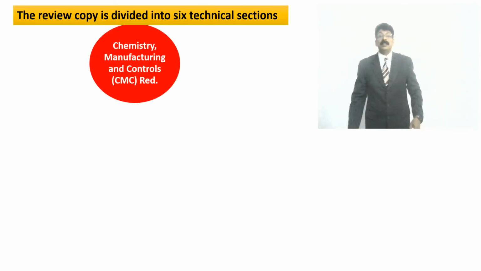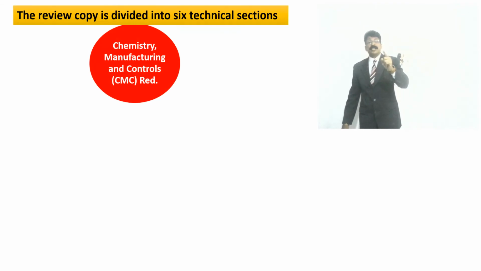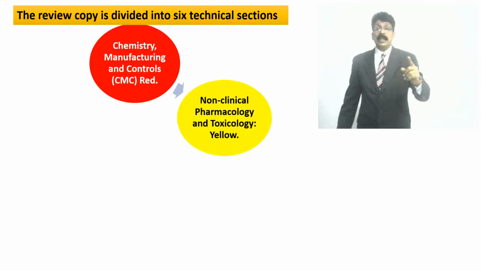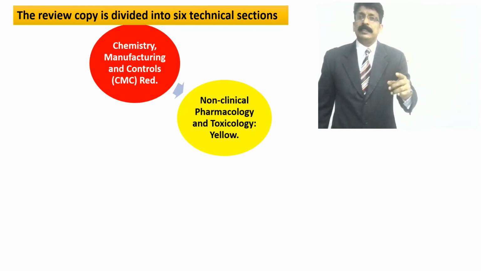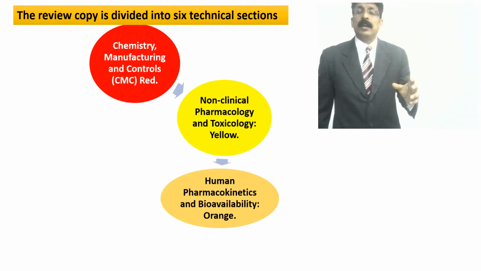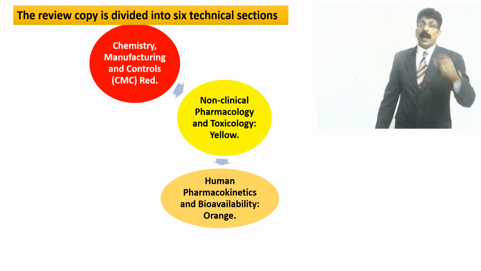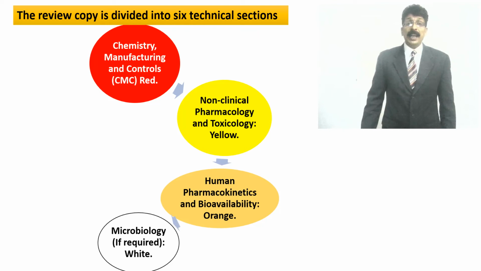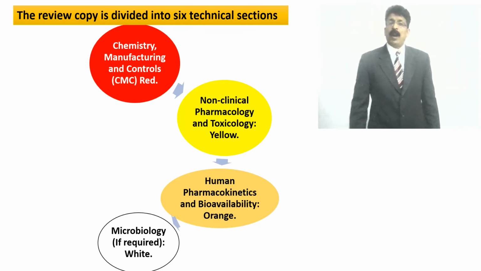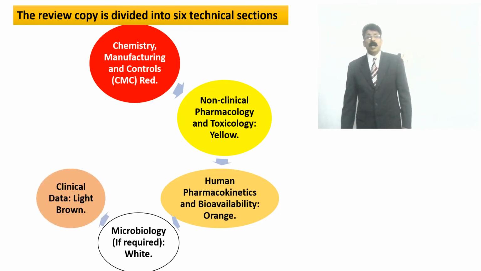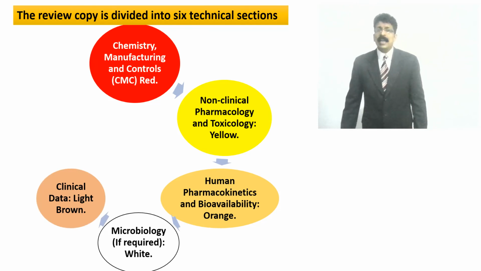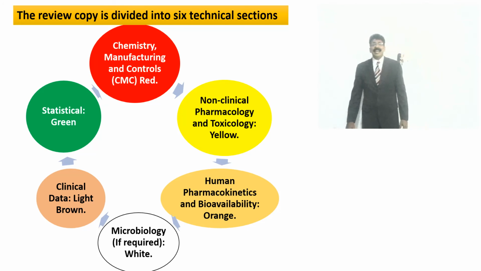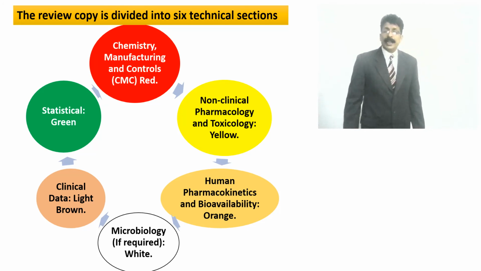Just now we have seen red color, chemistry, manufacturing and control, CMC, red color, fine. Yellow color, non-clinical pharmacology and toxicology studies in yellow color folder. Human pharmacokinetics and bioavailability, orange color. If microbiology is required, then white color file, white color folder. And clinical data, light brown. Statistical data, statistical file, you can make it into green color. So by means of color, it can be identified very clearly when you are giving an application.